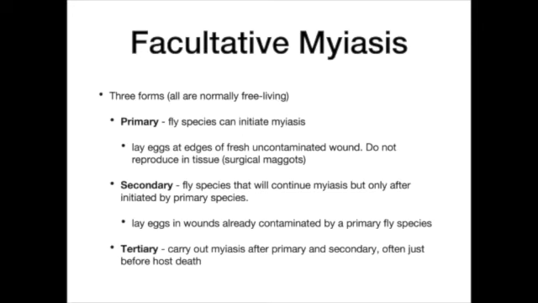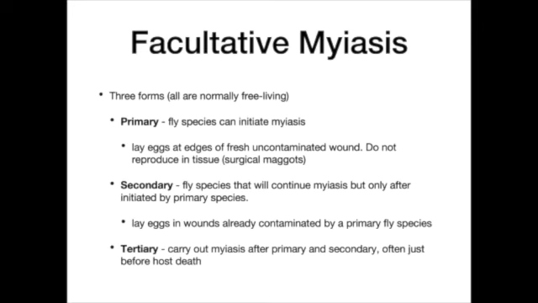In secondary facultative myiasis, these species will continue the myiasis, but only after initiated by a primary species. So one species of fly lays eggs and their larvae start consuming it, and a second species comes along and says, oh, hey, wow, look at that. The eggs are there and there's larvae already in it. They start to lay their eggs into a wound. So in secondary facultative, they're allowing a primary species to get things started.